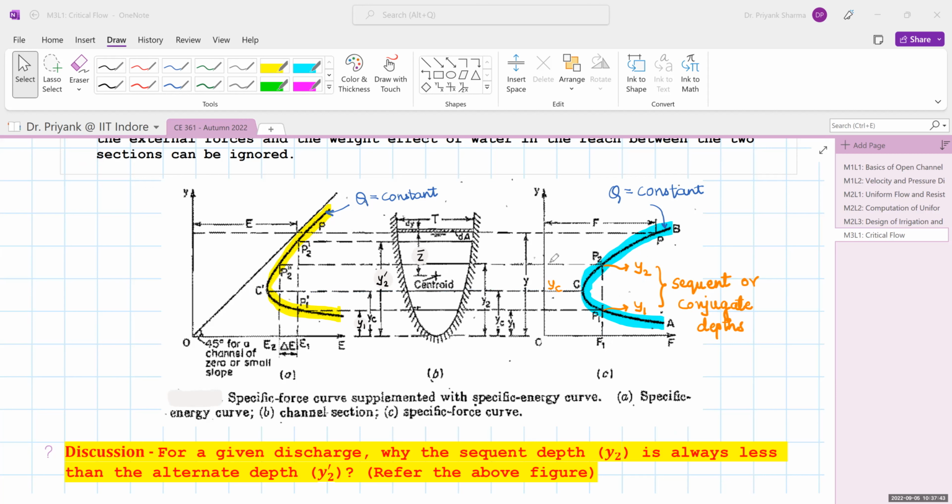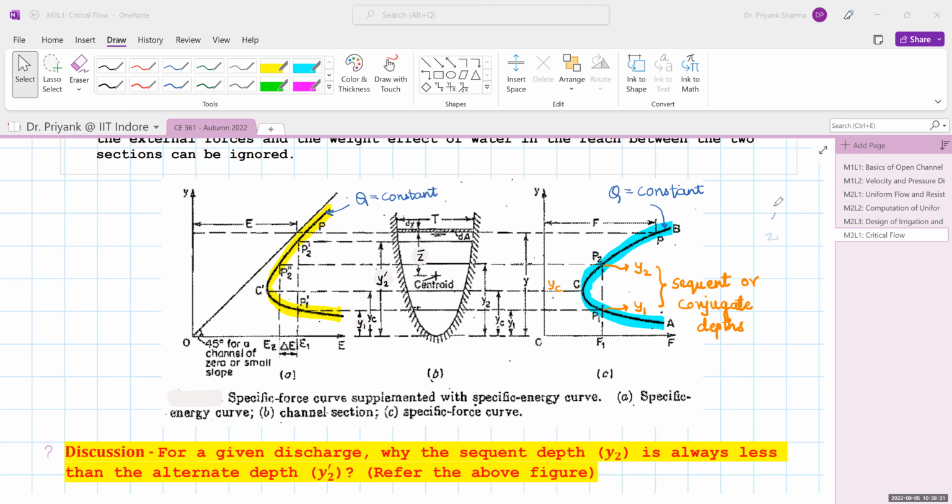Now the depth y1, in the case of both the specific energy and specific force curves, corresponds to a low stage and high velocity. So that is the supercritical region. Now the depth y2 corresponds to a high stage and low velocity, so it is in the subcritical region, and y2 dash is again in the subcritical region. The two curves indicate jointly that the sequent depth y2 is always less than the alternate depth y2 dash. You can see this alternate depth y2 dash comes somewhere here and the sequent depth comes somewhere here. So y2 is always less than y2 dash.